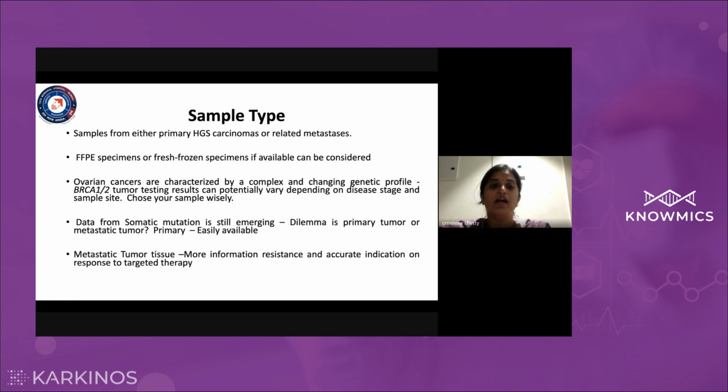Data from somatic mutation is still emerging, and the dilemma is whether to use primary tumor or metastatic tumor. Primary is most of the time easily available. But you really don't know what the genetic profile was in the primary versus in the metastatic, because it tends to evolve over a period of time. Also, metastatic tumor tissue will have more information regarding resistance and accurate indication on response to targeted therapy. Next, please.